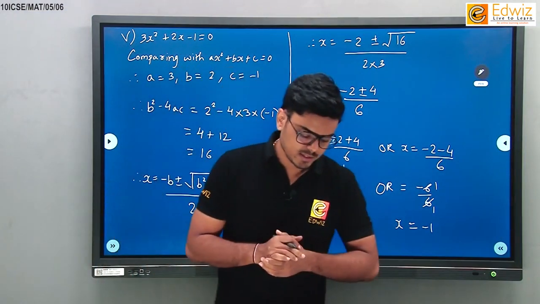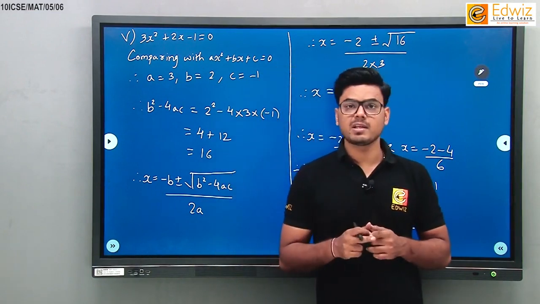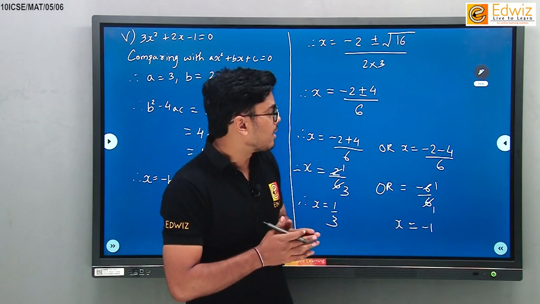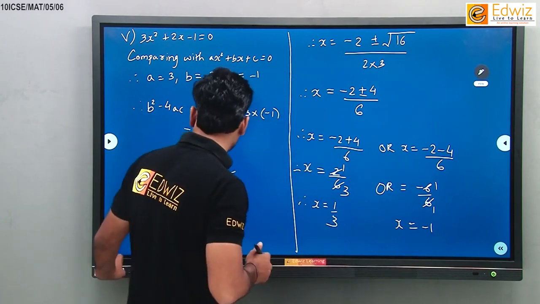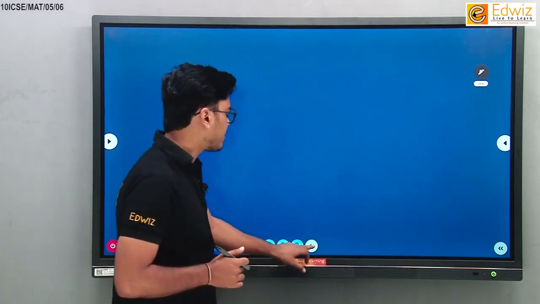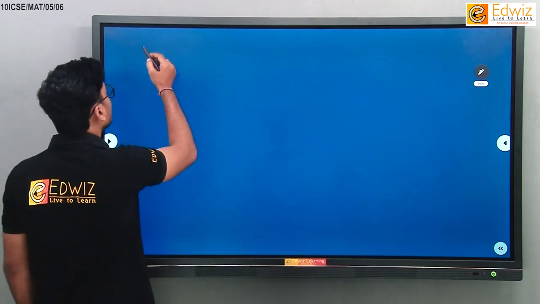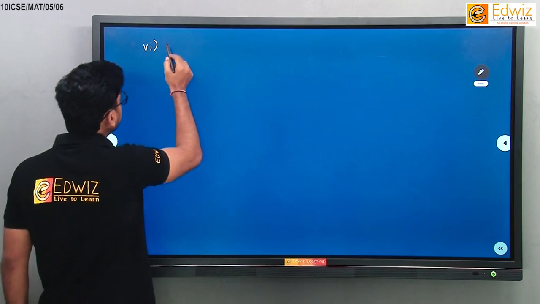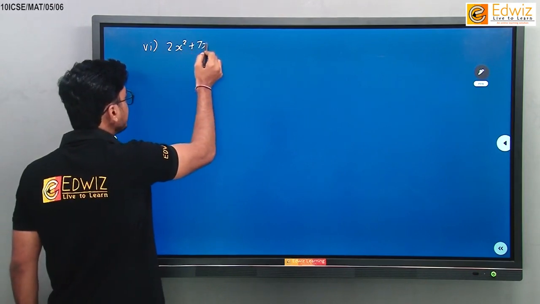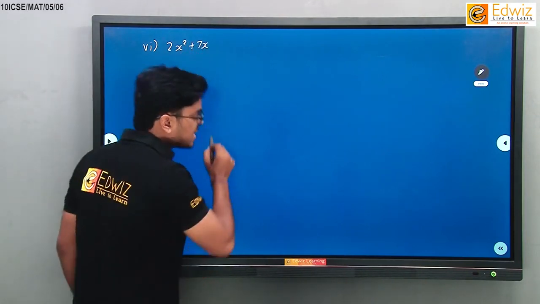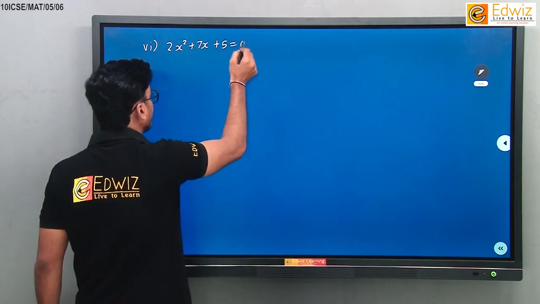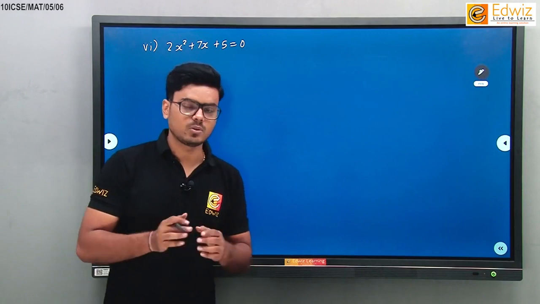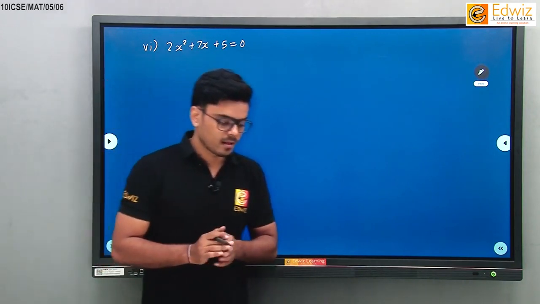Let's continue, students. The very next question, sixth one, I think you can do on your own. It is very similar to this. I'll write the equation here for you to note down, those of you who don't have your textbooks with you. Sixth one. The question is 2x square plus 7x plus 5 equal to 0. Solve it in the same way using the formula. Please note this down, then we'll go to the next question.